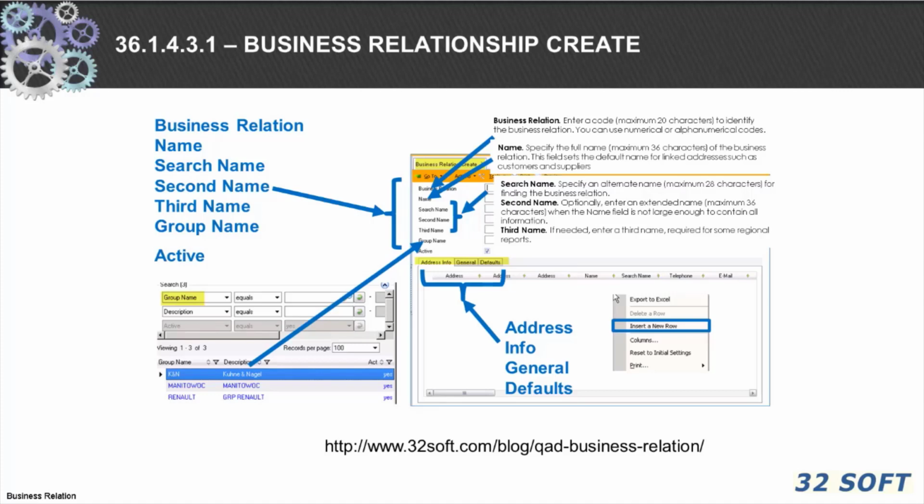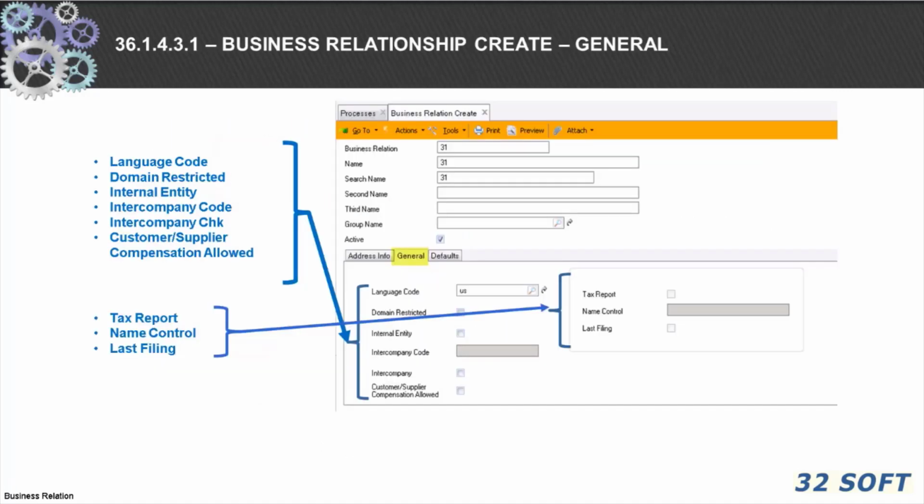For each supplier or business relationship, we need to define a schema, names, groups, along with address information, general information, and defaults. The general tab of the 36.1.4.3.1 Business Relation Create is used to define the general information about this business relationship, such as language code, domain restrictions, company code, tax report information, and name controls.